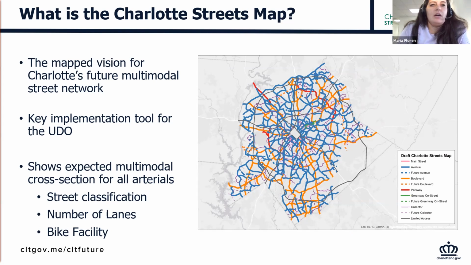Note that this is a citywide streets map. The streets around the blue line were mapped and adopted in 2019, and that map remains in place, but will ultimately be folded into the citywide map as shown here.